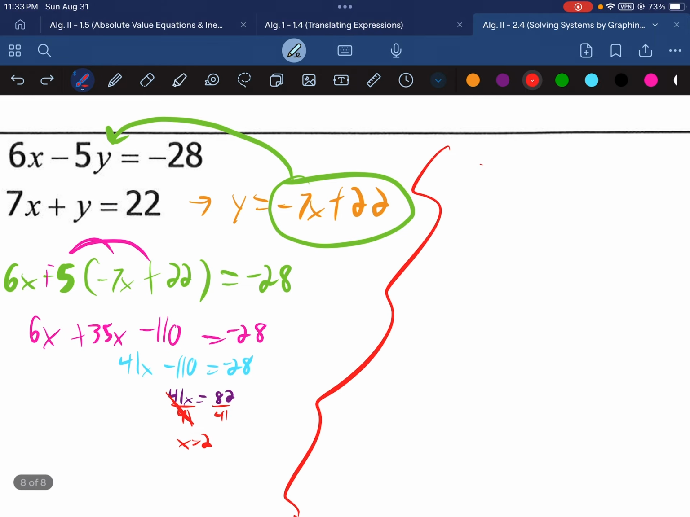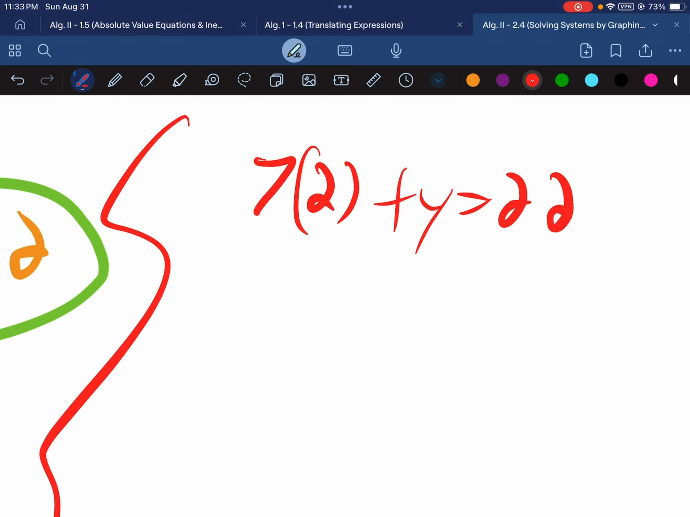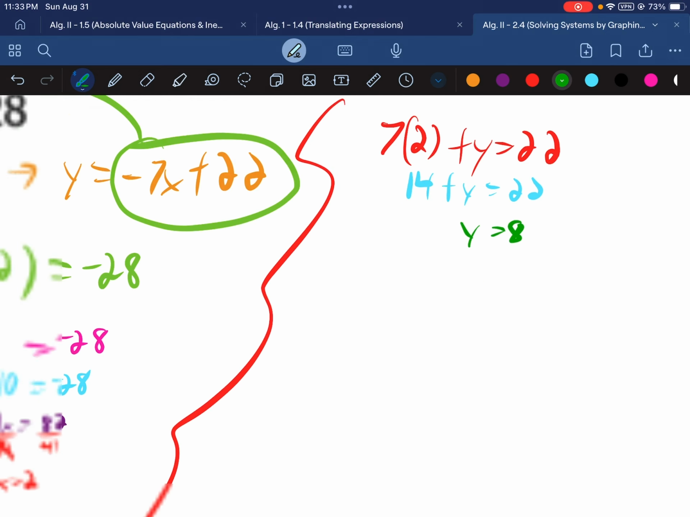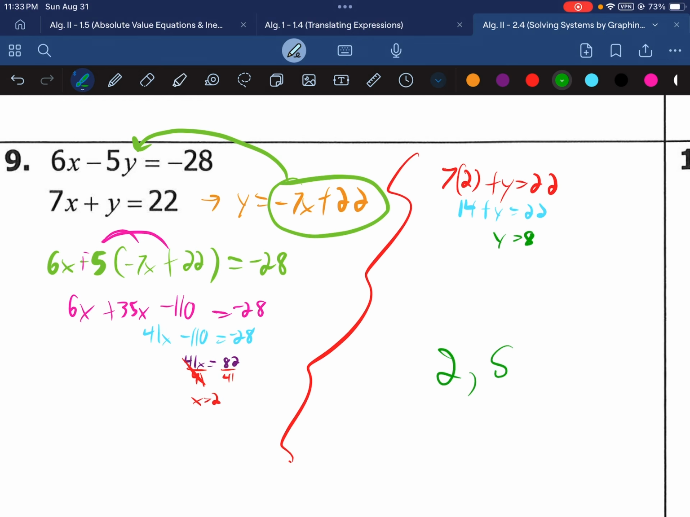So I'm going to plug into that bottom equation like I mentioned, and do 7 times 2 plus y equals 22. 7 times 2 is 14. And I get 14 plus y equals 22. And then subtracting 14 gives us y equals 8. And so that'll be the ordered pair, (2, 8), as our answer.